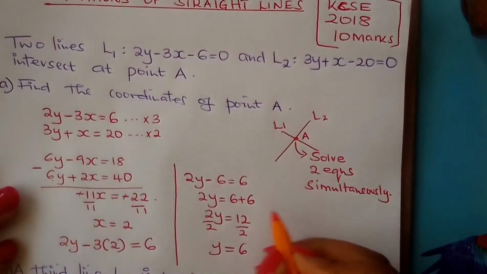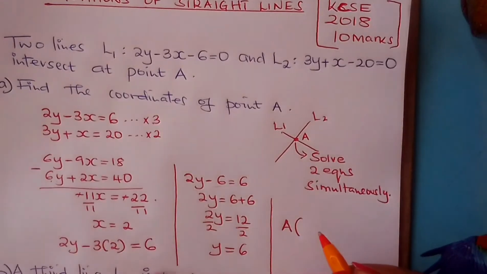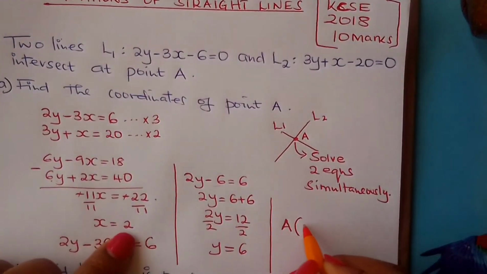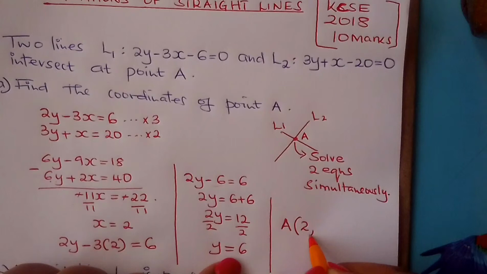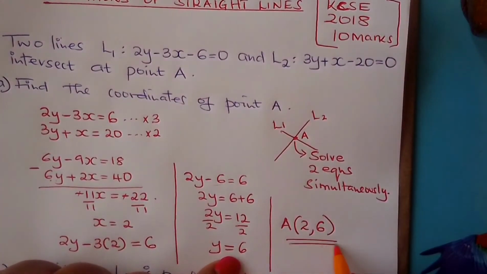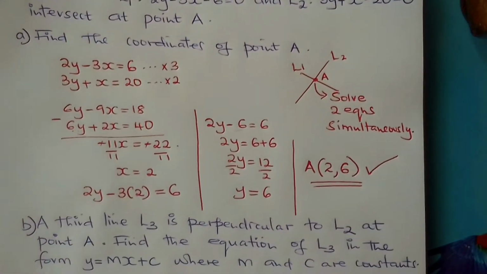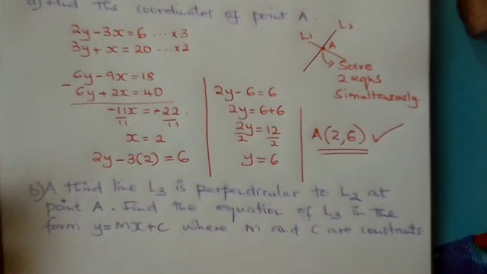And therefore, learner, what are the coordinates of your point A? Your point A, the point of intersection, is at 2, and then you get your 6 and you write it there. So this is the point of intersection. To get it, you just solve the two equations simultaneously.